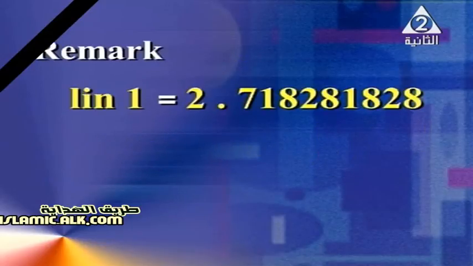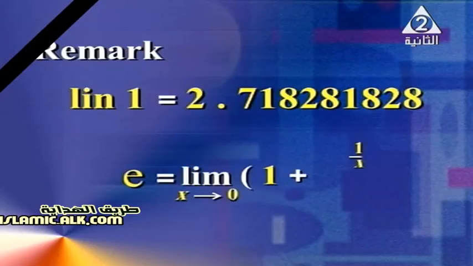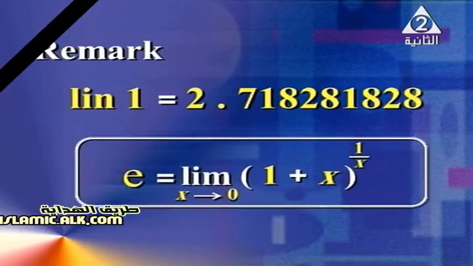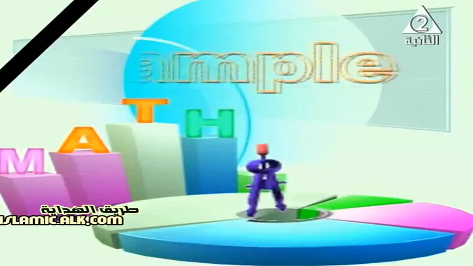Remark: ln e equals 1, and e equals 2.718281828 by using a calculator. The number e is also the limit when x tends to 0 of 1 plus x, all to the power 1 over x. This is the second form of the number e: the limit when x tends to 0 of the bracket containing 1 plus x, all to the power 1 over x.